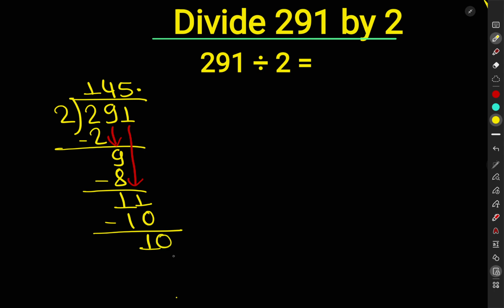So now it became 10 and 2 times 5 means 10. On subtracting we get 0. So 291 divided by 2 is 145.5.